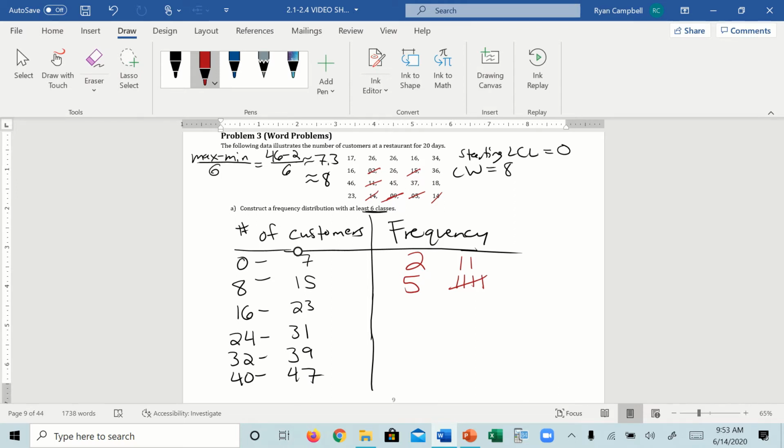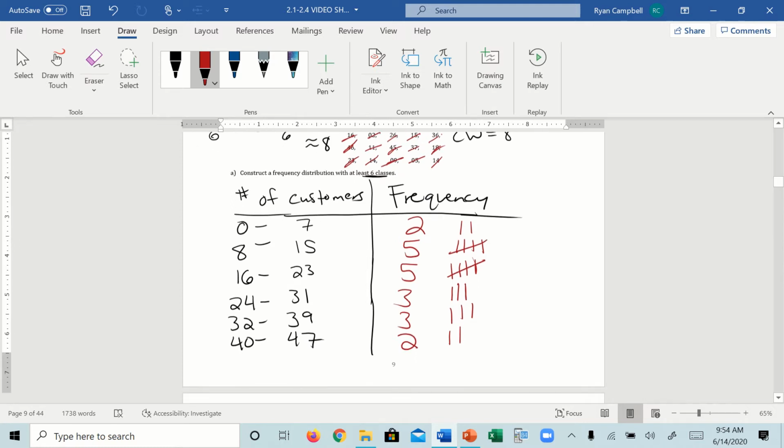Between 16 and 23, we got 16, 18, 17, 16, 23. So another 5. All right, we got 24 to 31. So 26, 26, 26. Looks like those are it. Between 32 and 39, so all the rest of the 30s. So 34, 36, 37. All right. And then we go between 40 and 47. So we got 46, 45.